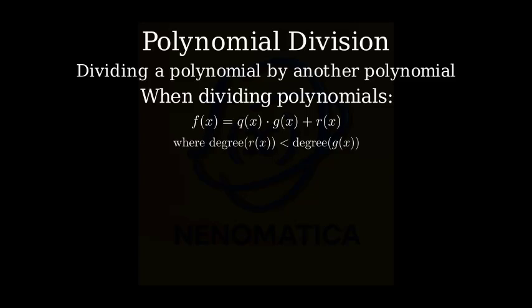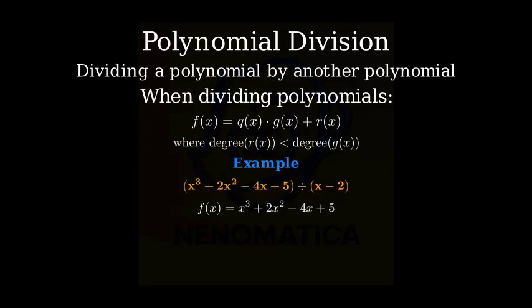Now, let's understand the polynomial division algorithm. Let's look at an example to better understand the process. Let's set up our polynomial division. We have f of x equals x cubed plus 2x squared minus 4x plus 5. This is our dividend. And g of x equals x minus 2. This is our divisor. Let's use the polynomial long division method to find the quotient and remainder.